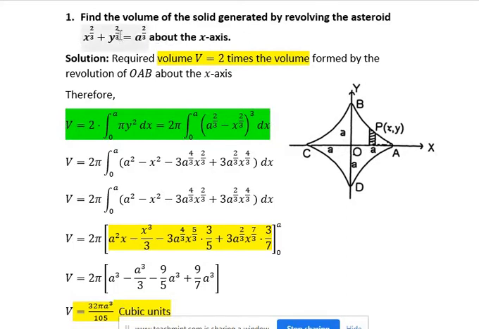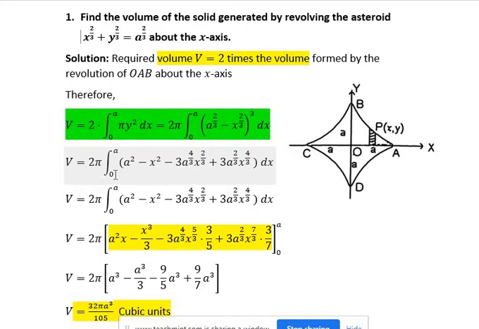So, we want the y squared value, so make it whole cubed. y squared is equal to a to the power of 2 by 3 minus x to the power of 2 by 3 whole cubed, into dx. Now, we have to evaluate a to the power of 2 by 3 minus x to the power of 2 by 3 whole cubed.